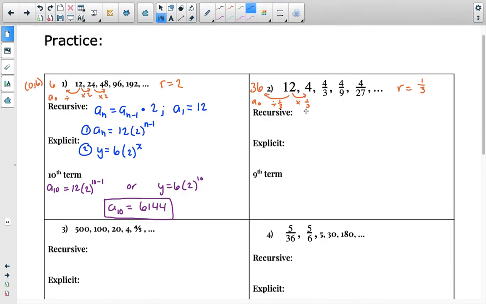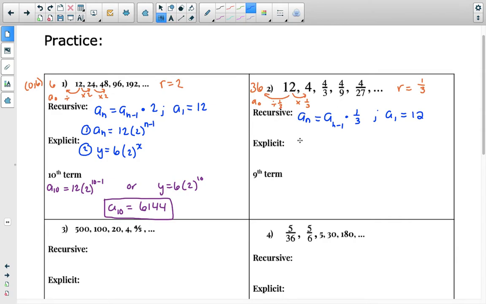So the recursive form is our next, which is a sub n, equals our now, which is a sub n minus 1, times 1/3. But we need to know our starting value, so a sub 1 is equal to 12.